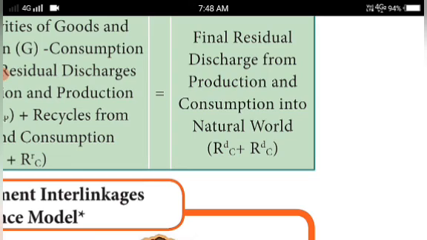Today we started the new chapter, environmental economics. We discussed the introduction, meaning of environment, meaning of environmental economics, ecosystem, and the linkage between economy and environment, which is otherwise known as the material balance model. Go through the lesson carefully and learn the concept.